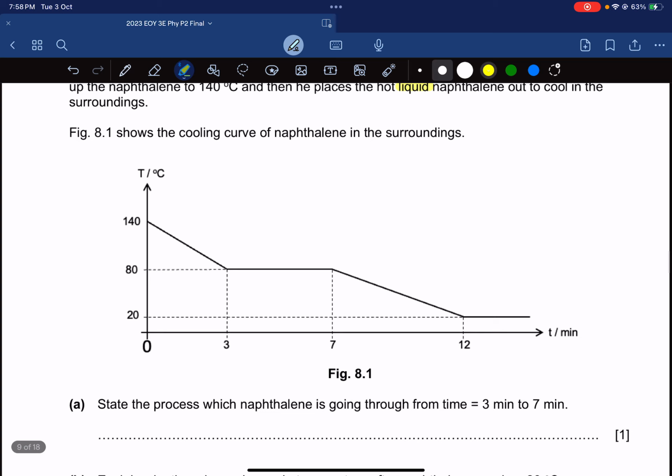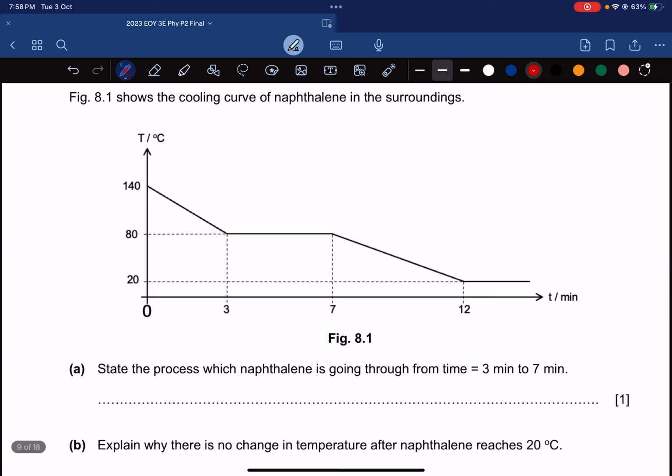State the process which naphthalene is going through from time t equals 3 minutes to 7 minutes. Since it is in liquid state, the next time which it will undergo a change of state without a change in temperature would be when naphthalene turns from liquid to solid. At this point of the graph, we can see that at temperature equals 80 degrees, naphthalene is going through freezing, whereby it's turning from liquid into solid state. You can also call this process solidification.